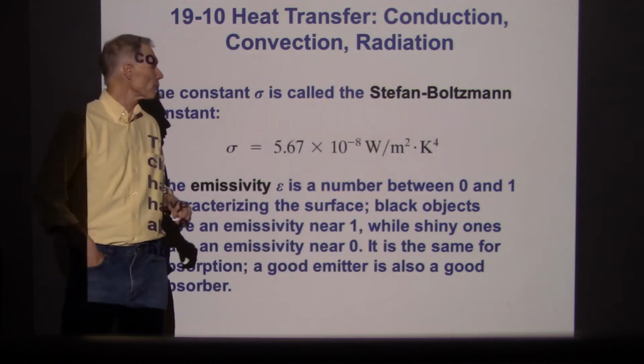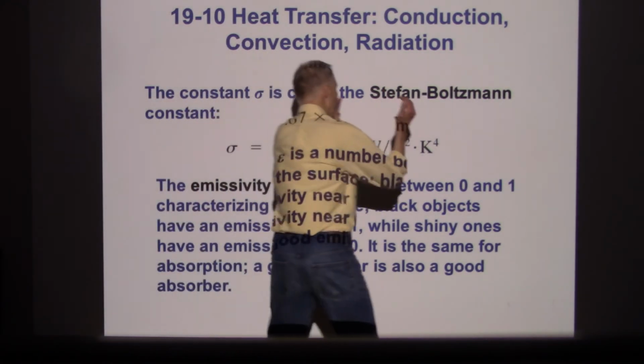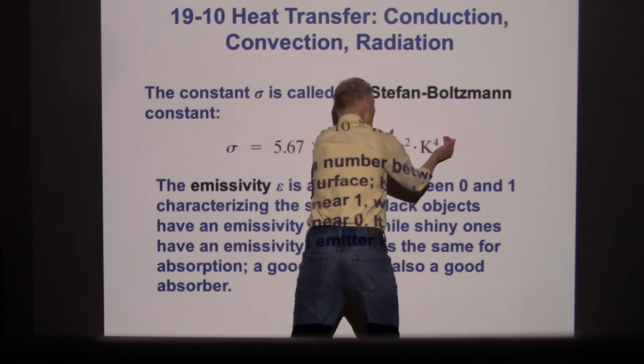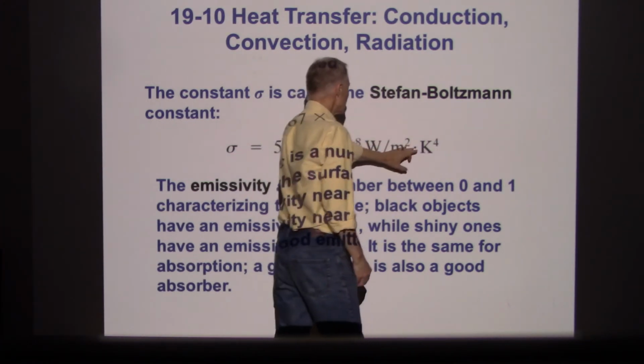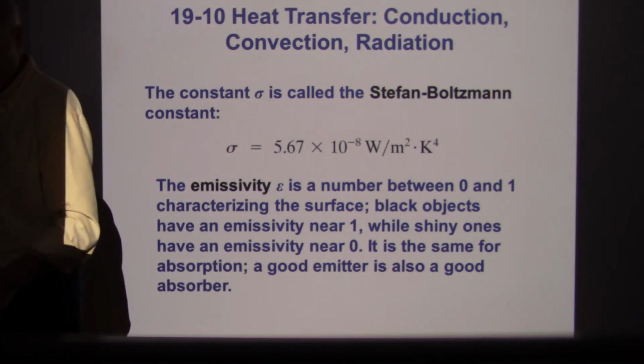All right, the Stefan-Boltzmann constant has the value 5.67 times 10 to the minus 8 watts per square meter per Kelvin to the fourth. I don't think they got the order of operations right here. That needs to be in parentheses. You can't divide and then multiply. The Kelvins are in the denominator.